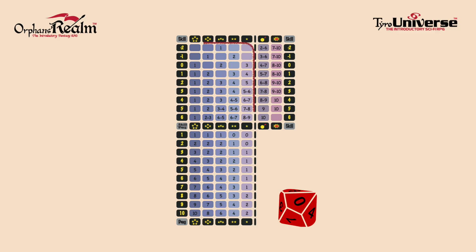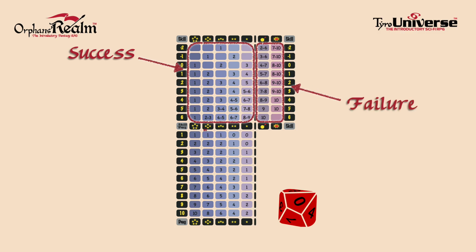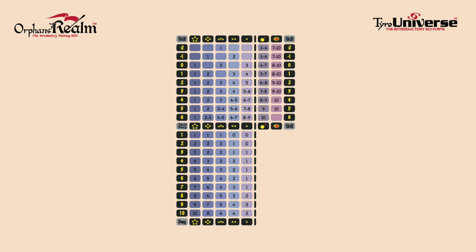The upper left corner is the success area. The upper right is the failure area. The bottom left is the percentage or damage area of the table. In Orphans Realm and Tyro Universe, characters have 7 attributes, such as strength and speed.